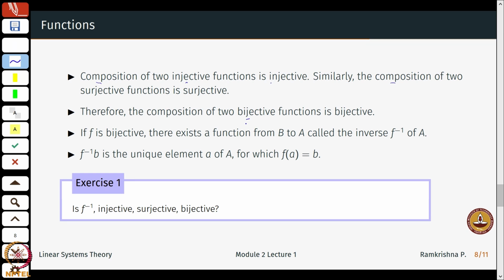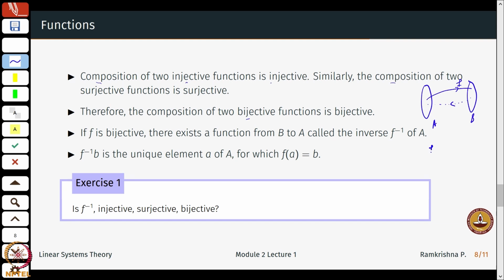One interesting thing about this map: if f is bijective, it essentially means that there exists... So far we have been talking of things going from A to B. Can the reverse exist? It turns out that if f is bijective, then there exists a function from B to A.